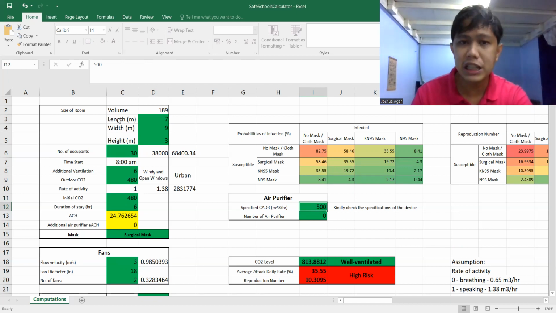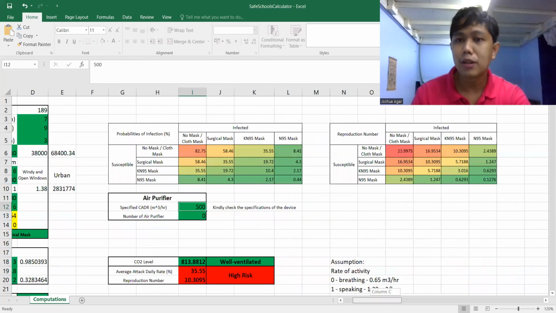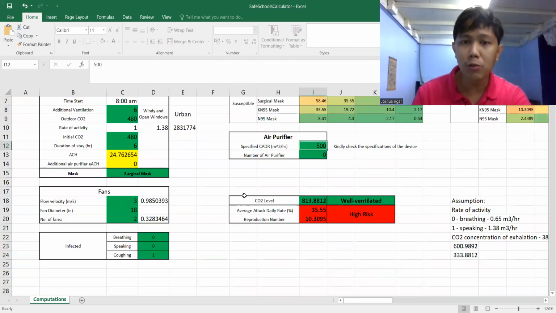The output parameters include the lookup table. So this is the matrix for the probabilities of infection and the reproduction number. So overall, what you will be actually looking at is this part here. This will indicate the CO2 accumulation within that classroom. It will tell you if the classroom is well ventilated or not based on the standard of 1,000 parts per million imposed by ASHRAE.